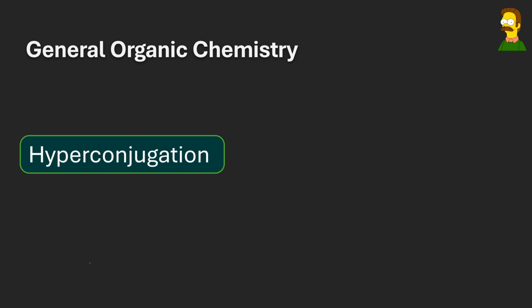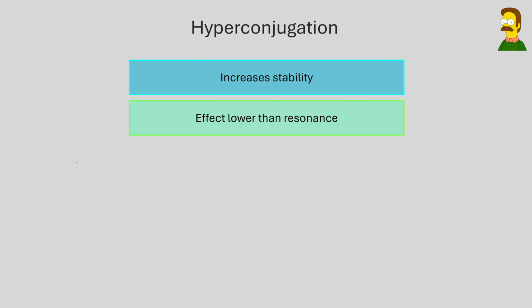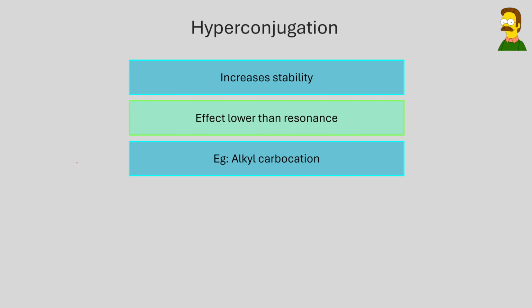Let's talk about hyperconjugation in this video. What is hyperconjugation? It's a stability effect and it's lower than that of resonance. That's important, right? So let's take an example and try to understand this. Show and then tell, right?